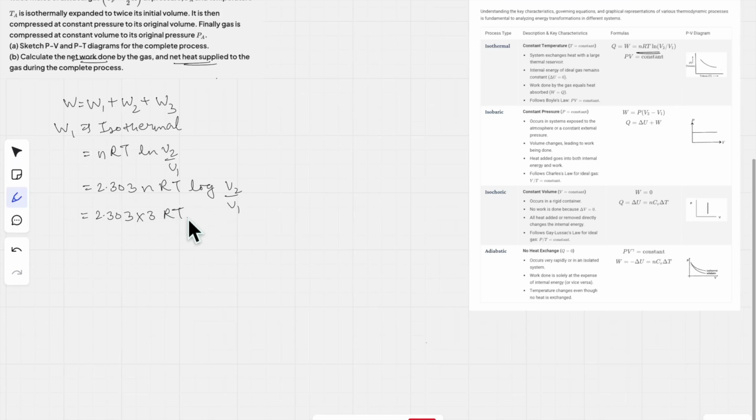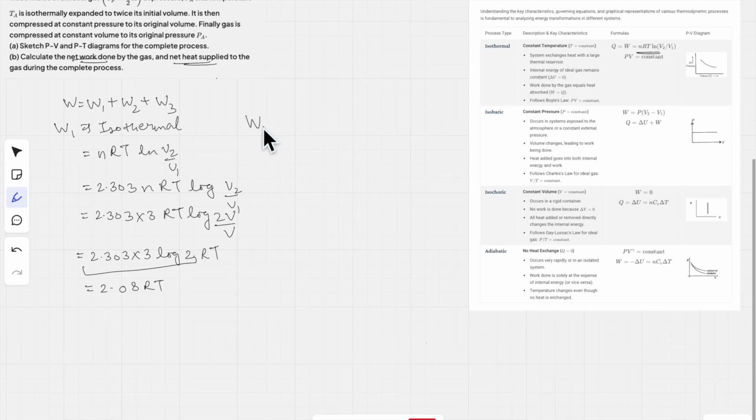Volume is doubled in the first step, so it would be 2V by V. So my answer would be 2.303 times 3 times log 2 into RT. So when you solve this, it will come to approximately 2.08 RT. So this is the work done in the isothermal process.